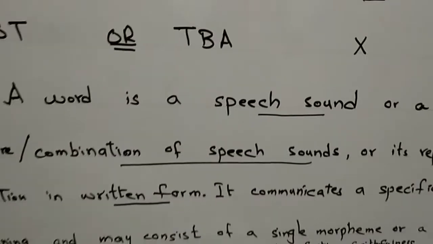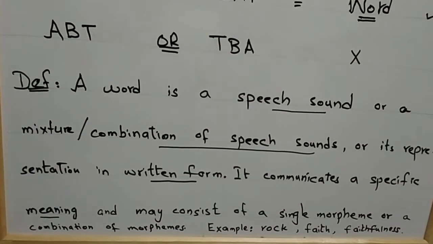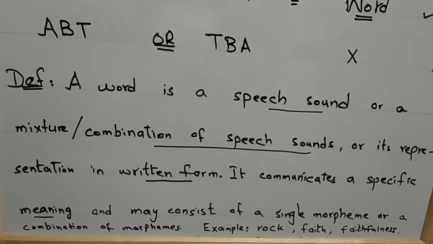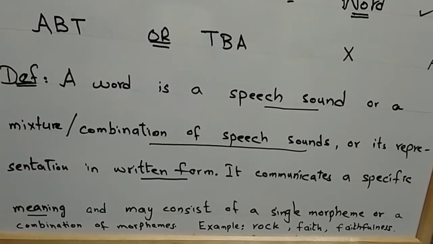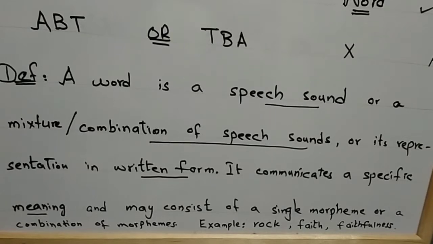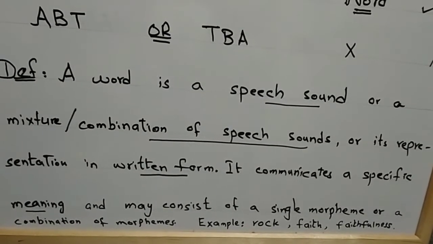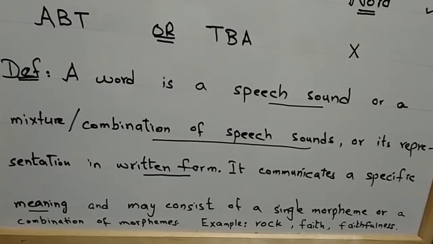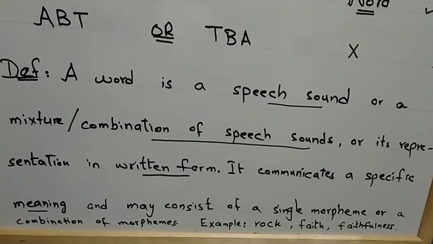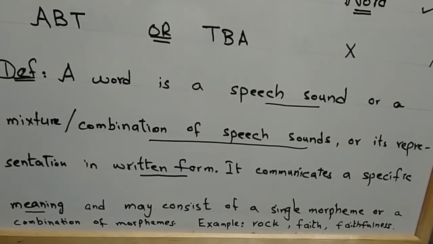Let's take another view, guys. A word is a speech sound or a mixture or combination of speech sounds or its representation in written form. It communicates a specific meaning and may consist of a single morpheme or a combination of morphemes. Guys, a morpheme is the smallest meaningful unit of language that cannot be divided further.